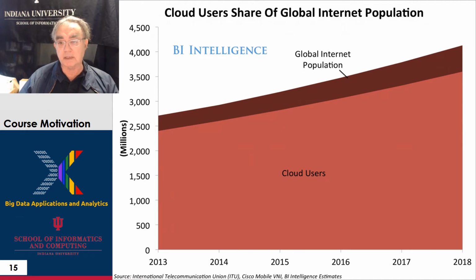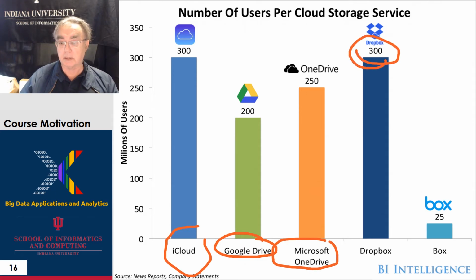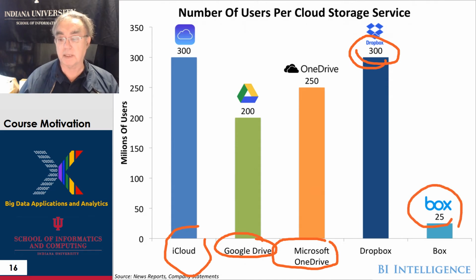These last two slides are not so important, in my opinion. This tells you that most of the internet users are actually also cloud users, and that's from 2013 to 2018. And the final slide shows the number of users per cloud storage service, showing here's the Apple one, and Google Drive, which is, I must admit, the one I use most. Microsoft is actually bigger than Google Drive, according to this, with Dropbox still the dominant. And Box, which is, for instance, used by Indiana University, is sizable, but nowhere near these other major vendors.